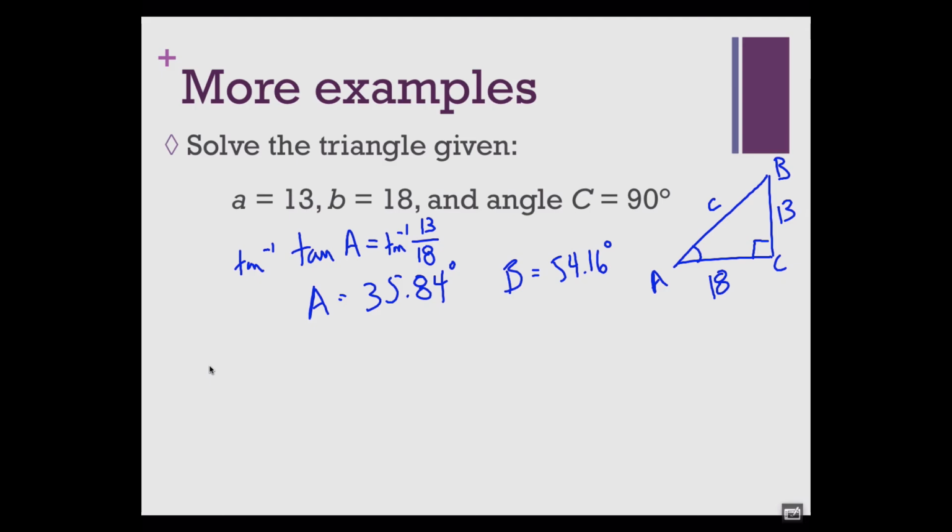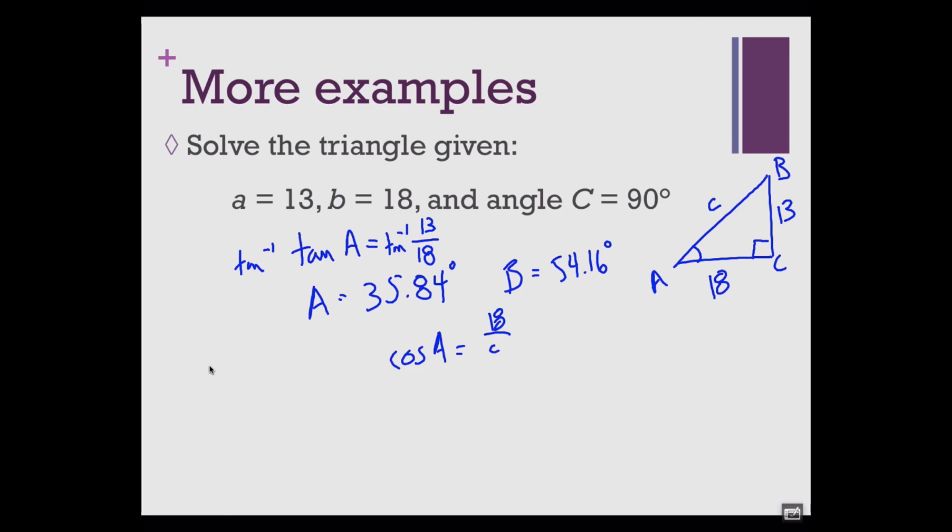We good with that? How'd you find that? 90 minus A. Yeah, 90 minus A. Now we have 5 of the 6 things. The last thing we need to do is find C. We could have found C by using Pythagorean theorem, but we're going to find it using trig. We're going to use angle A, because we know what angle A is. And let's use the cosine. So the cosine of angle A is equal to 18 over C.